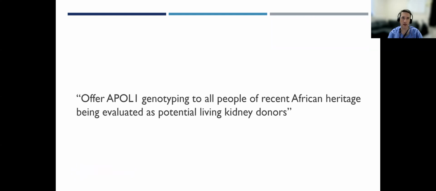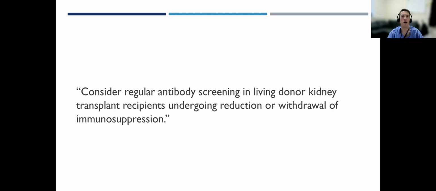So these are some examples of good practice. Offer APOL1 genotyping to all people of African heritage being evaluated as potential kidney donors, or consider regular antibody screening in living donor kidney transplant recipients undergoing reduction or withdrawal of immunosuppression. So nice, clear, unambiguous recommendations that reflect the strength of the underlying evidence. And of course, each of these statements would be followed by a grading of the underlying evidence.